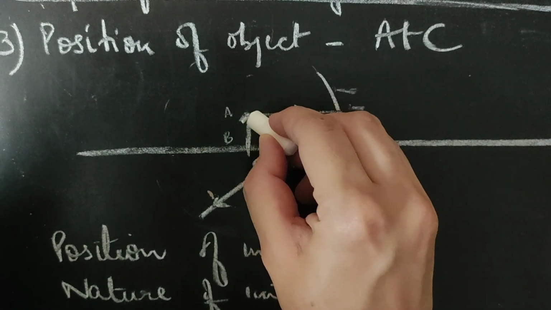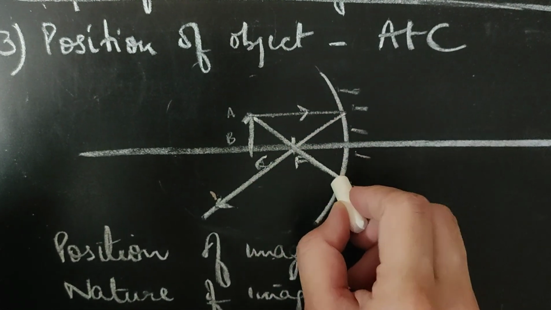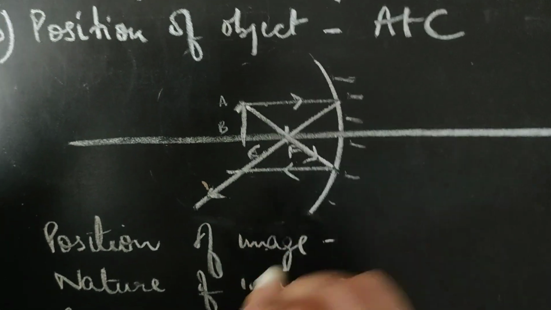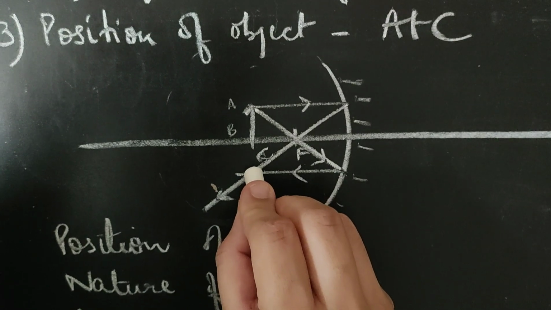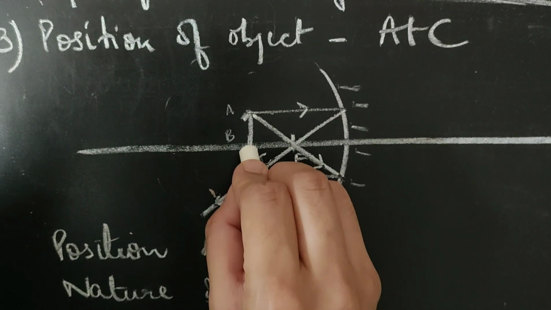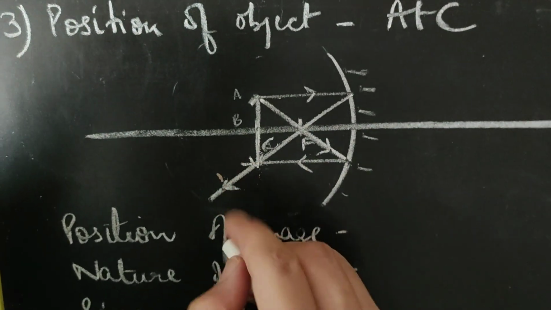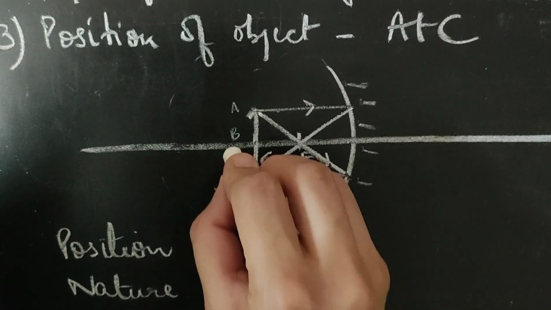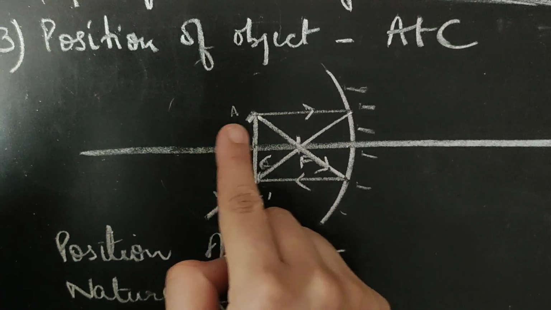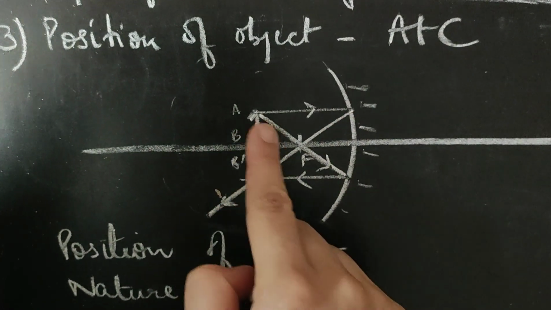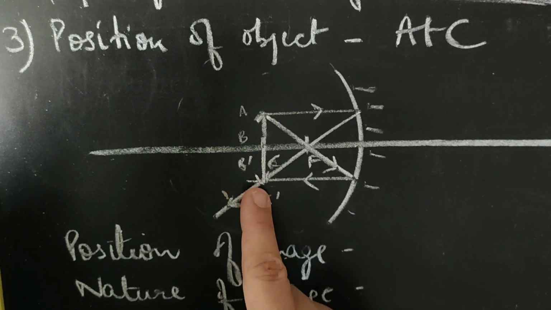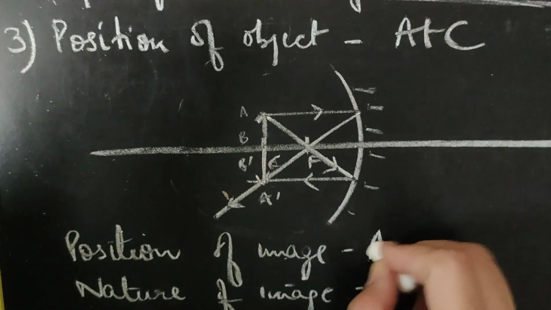And the second rule, the one which goes through the focus, it will become parallel to the principal axis after reflection. Now you can see clearly both the light rays are intersecting here after reflection. So this is the image of A, and it will be an inverted image exactly at C. So this is A dash B dash. So light ray coming parallel to principal axis passes through focus. To focus से आ रही है, it becomes parallel. The light rays, remember, will exactly intersect at C. The position of the image here is at C only.